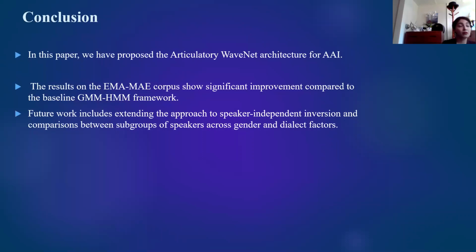In conclusion, we want to say that the proposed AWN model in this paper represents a novel approach for acoustic to articulatory inversion. The results on the EMA-MAE corpus show a significant improvement compared to the baseline GMM-HMM framework, with an average correlation of 82% and RMSE of 1.08 millimeters, demonstrating a similar correlation and substantially improved RMSE compared to the best current method of inversion. Future work will include extending the approach to speaker-independent acoustic to articulatory inversion, and also comparisons between different subgroups of speakers in the EMA-MAE corpus, such as different genders and dialect factors.